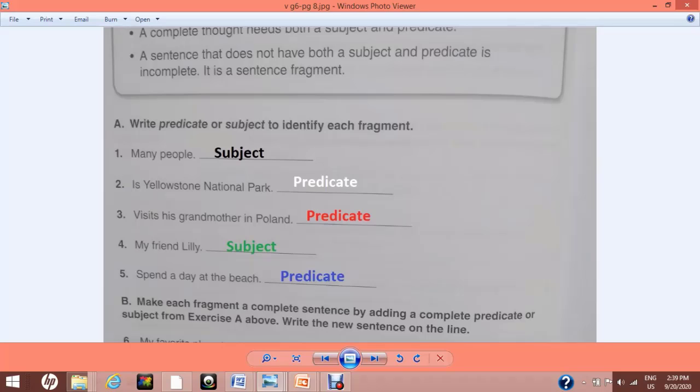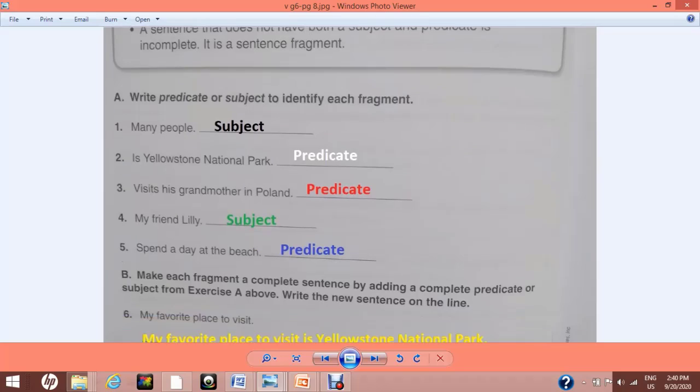Many people, it is a subject. Is Yellowstone National Park, that is a predicate. Visits his grandmother in Poland is a predicate. My friend Lily is a subject. Spend a day at the beach is a predicate.